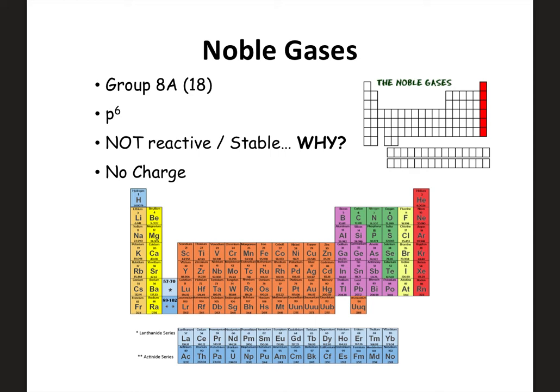They have the number of valence electrons that they want. They're completely full, and they don't have any charge. They're just very stable, very happy. So the very far right column of your periodic table, make sure it's labeled noble gases, and definitely know they're extremely stable and they're not very reactive at all.